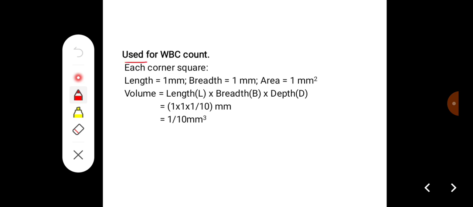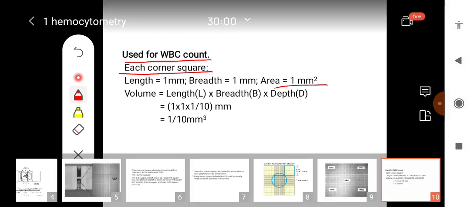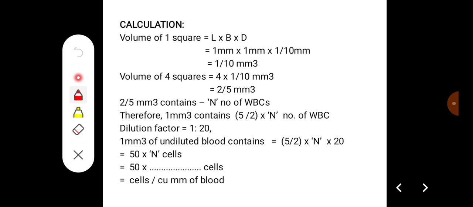If we calculate the volume in which the WBCs are counted, each corner square measures around 1 square millimeter, and the volume becomes 1 by 10 cubic millimeter. So 1 square measures 1 by 10 cubic millimeters. We are going to count WBCs in such 4 squares, so the volume becomes 4 by 10, that is 2 by 5 cubic millimeter.